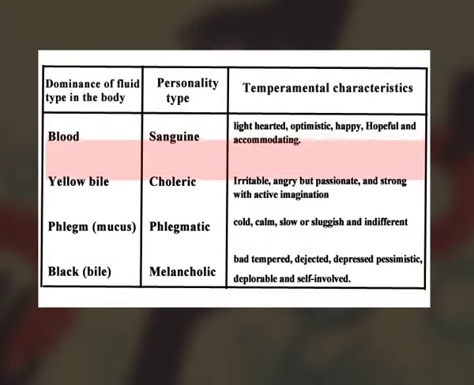The people with yellow bile fluid are choleric, irritable, angry, but passionate and strong with active imagination. The people with dominance of a fluid like phlegm are phlegmatic. They are temperamentally cold, calm, slow or sluggish and indifferent. Black bile. These people are melancholic and are temperamentally bad-tempered, dejected, depressed, pessimistic, deplorable and self-involved.